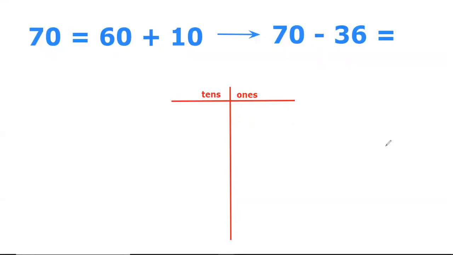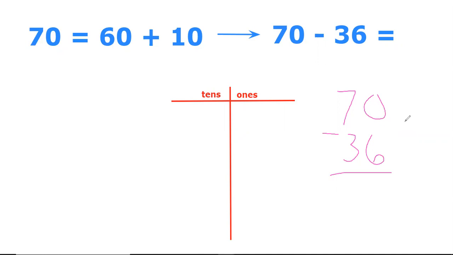So let's look at the first problem on our day 2 page. We have two problems here. 70 equals 60 plus 10, and 70 minus 36 equals something. If we look at the problem that's unsolved, 70 minus 36, we can see that if we try to solve it by stacking the 70 on top of our 36, we'll get stuck because you can't subtract 6 from 0.